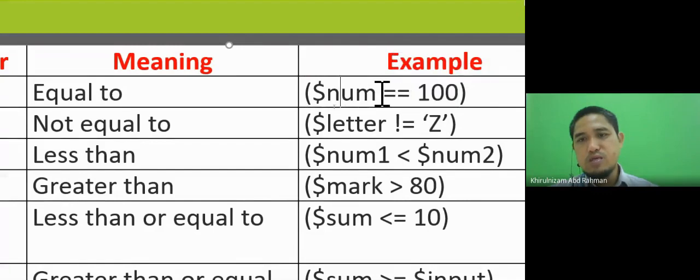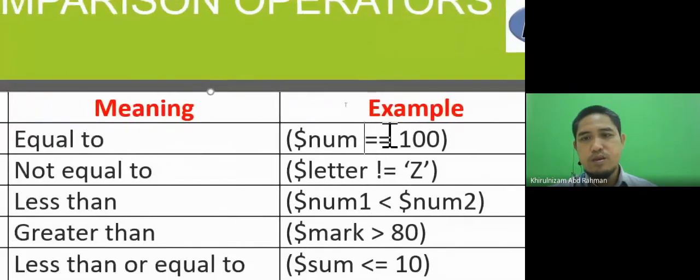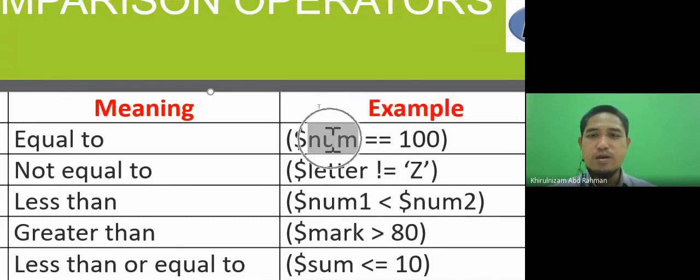So by providing this equal symbol, okay, let's say I would like to translate into human language. Is the variable num containing 100? Is the variable num containing 100? So if the content, oh sorry, if the value of this particular variable is 100, then the statement will provide true.